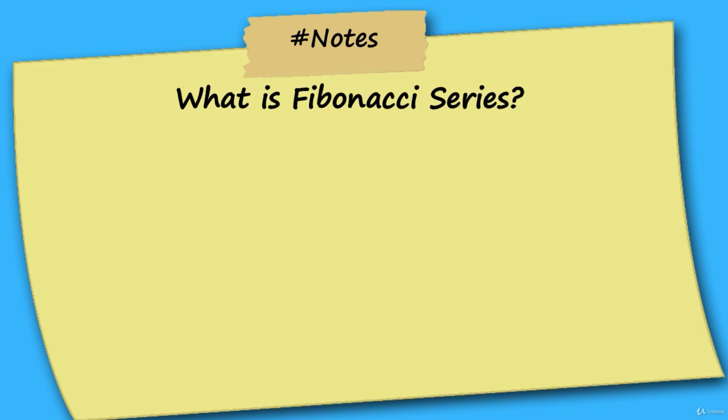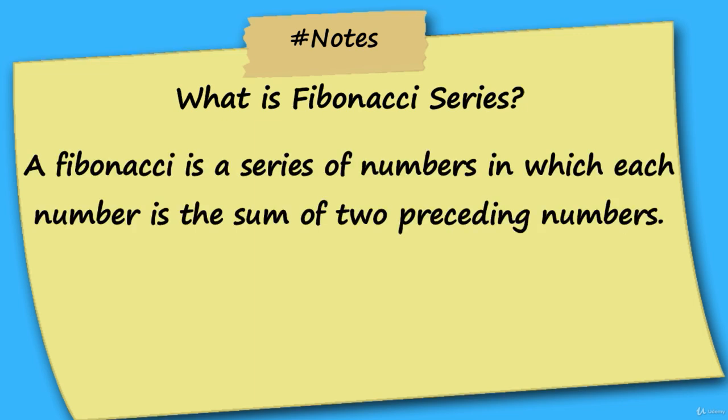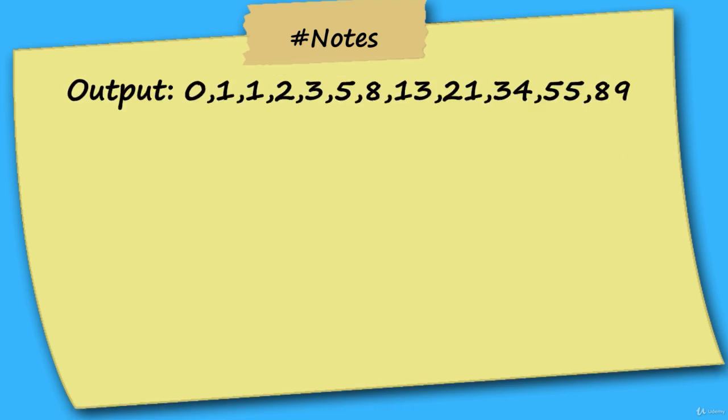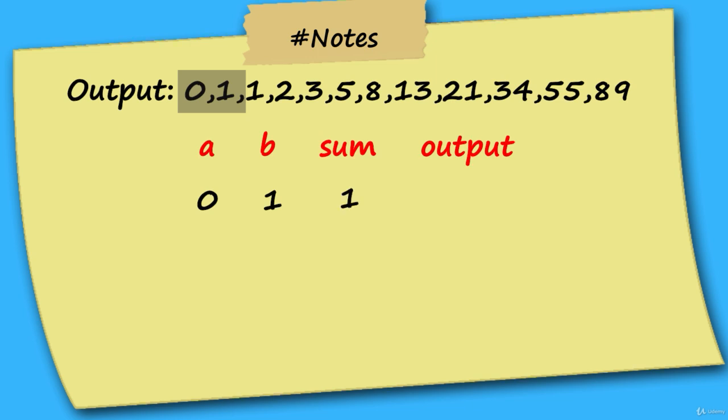The first question is, what is a Fibonacci series? A Fibonacci series is a series of numbers in which each number is the sum of two preceding numbers. Here in this case, 0 and 1 are the beginning, then the next one is the sum of 0 and 1. Then 2 is the sum of the previous two numbers, that is 1 plus 1, 2.